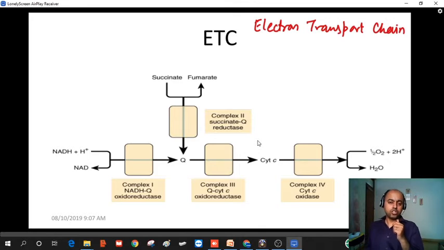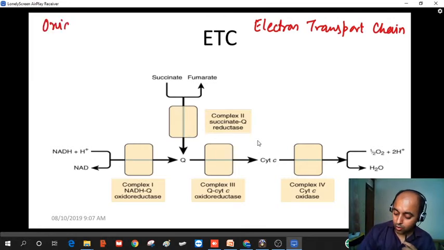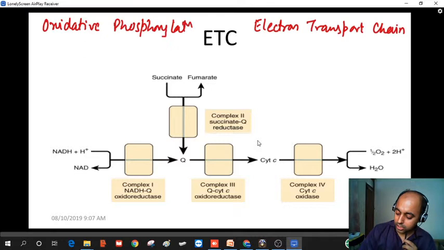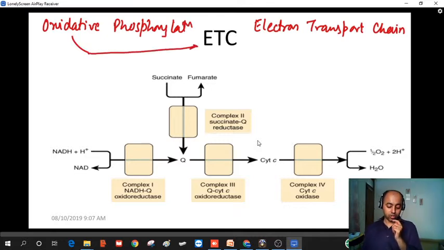So electron transport chain is the first part of what we had mentioned previously, the oxidative phosphorylation. The oxidation part is occurring in the ETC. We'll see phosphorylation occurs later by the F0, F1 particle. So we need to know a little bit about the electron transport chain.